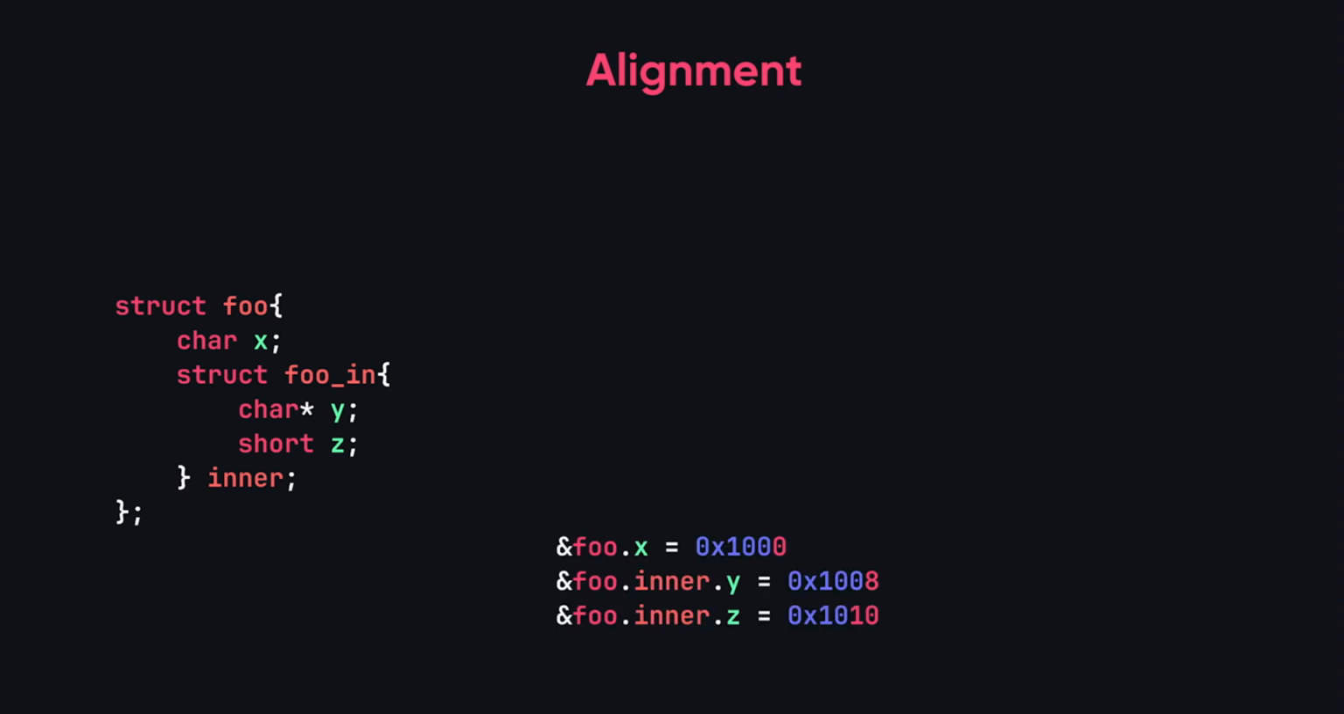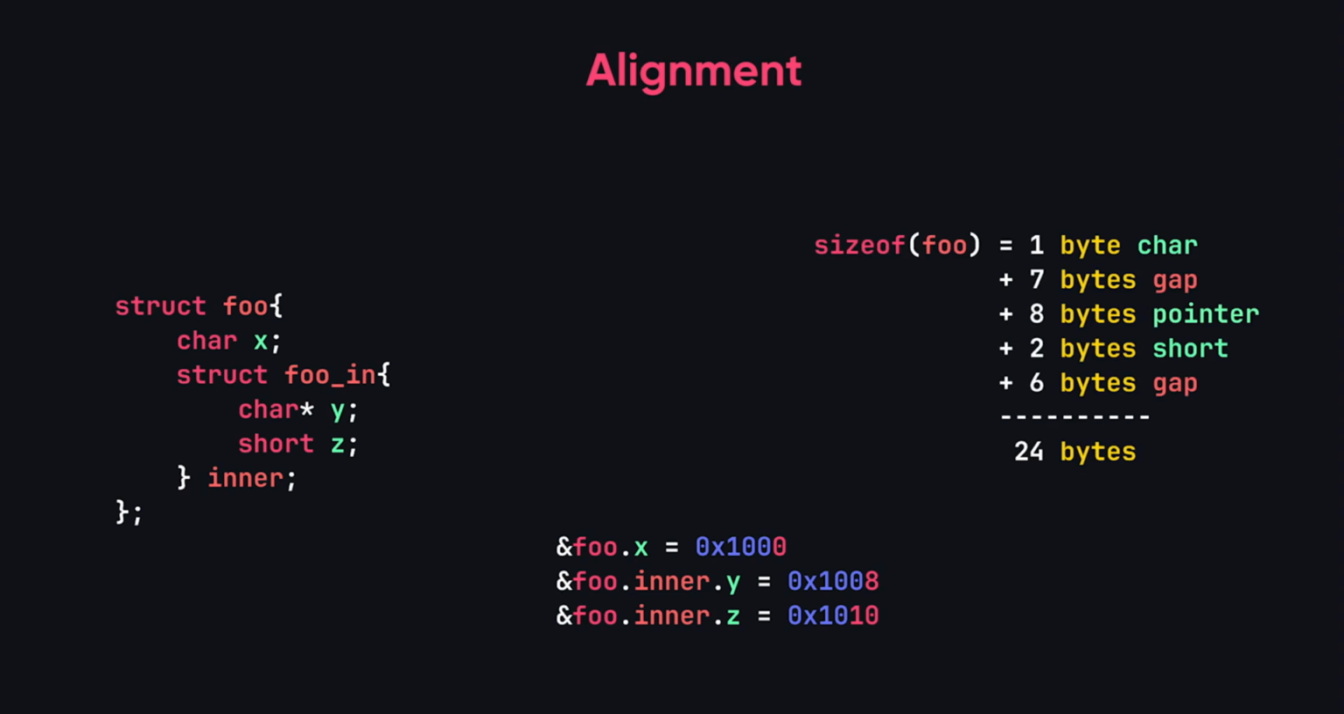Y can only be put at an address divisible by 8 since it's a pointer, and pointers on 64-bit systems are 8 bytes. And then since Z is a short, it has to be at an address which is divisible by 2 since shorts are 2 bytes. Now we can calculate by adding the gaps together to find the final size of it.